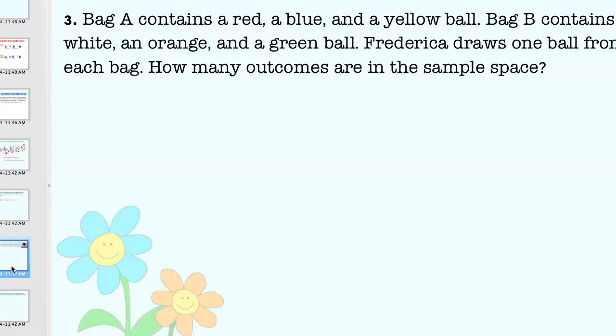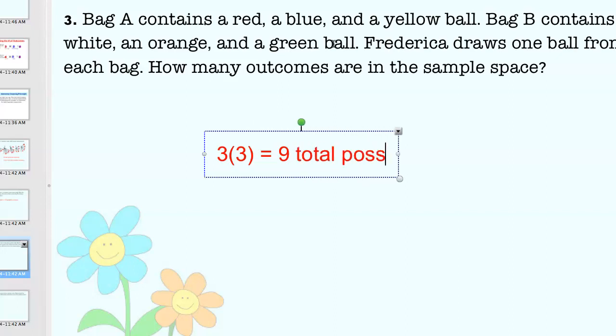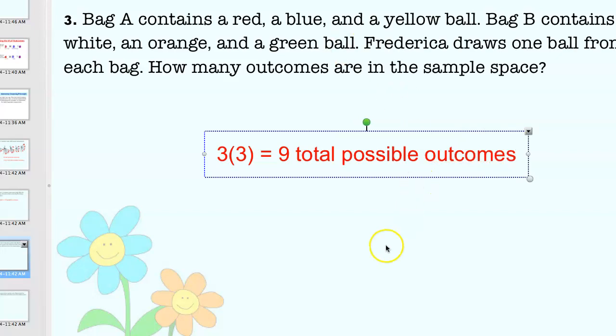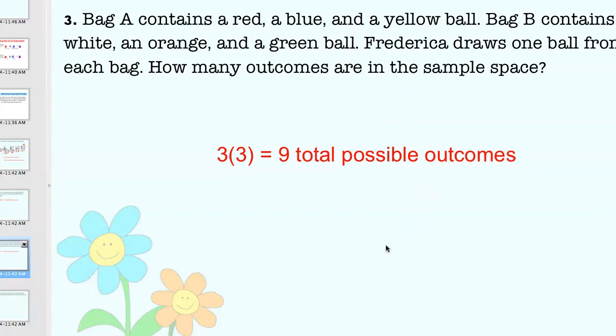Number 3, bag A contains a red, a blue, and a yellow marble. Bag B contains a white, an orange, and a green. Frederica draws 1 ball from each bag. How many outcomes are there in the sample space? Okay, so in the first bag, bag A, there are 3 possible outcomes. And then in bag B, there are 3 possible outcomes, white, orange, and green. So we just multiply them, and that means there are 9 total possible outcomes. So I would have 9 answers in my sample space if I were to create this.